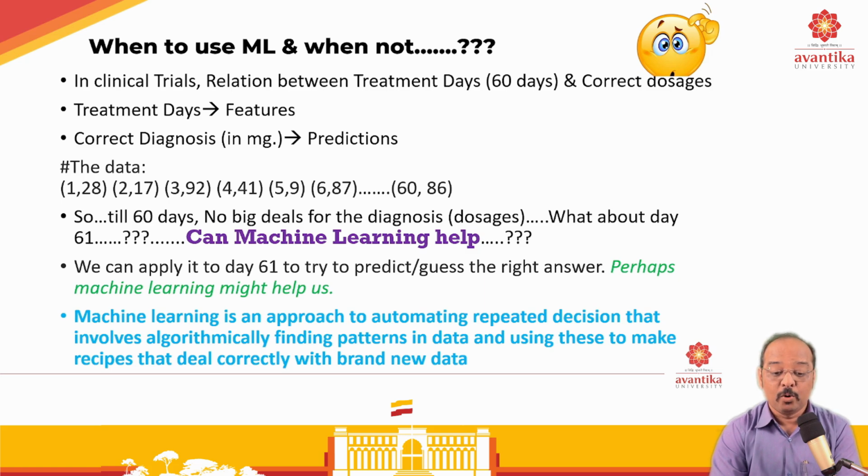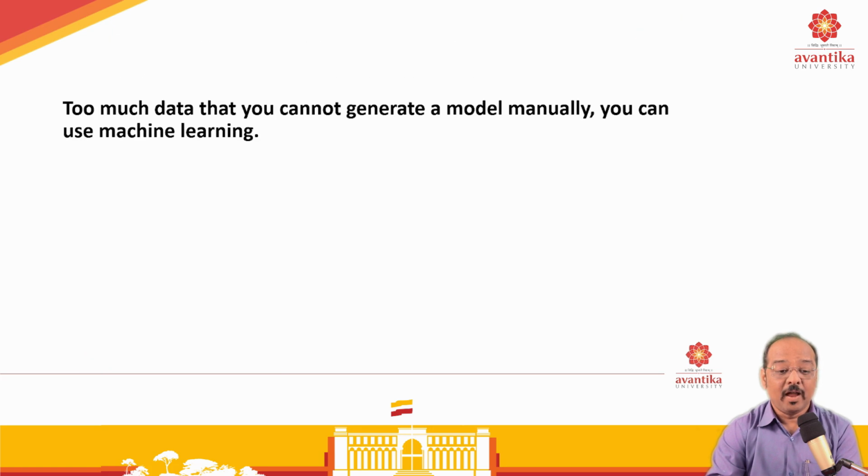So machine learning is an approach to automating repeated decisions that involves algorithmically finding patterns in data and using those to make recipes that deal correctly with brand new data. So you can see from this example, the dosages up to 60 days are manual, and later on these dosages are automatically data driven with reference to the 60 days, and definitely accurate decisions, accurate predictions, and accurate analysis will be produced.